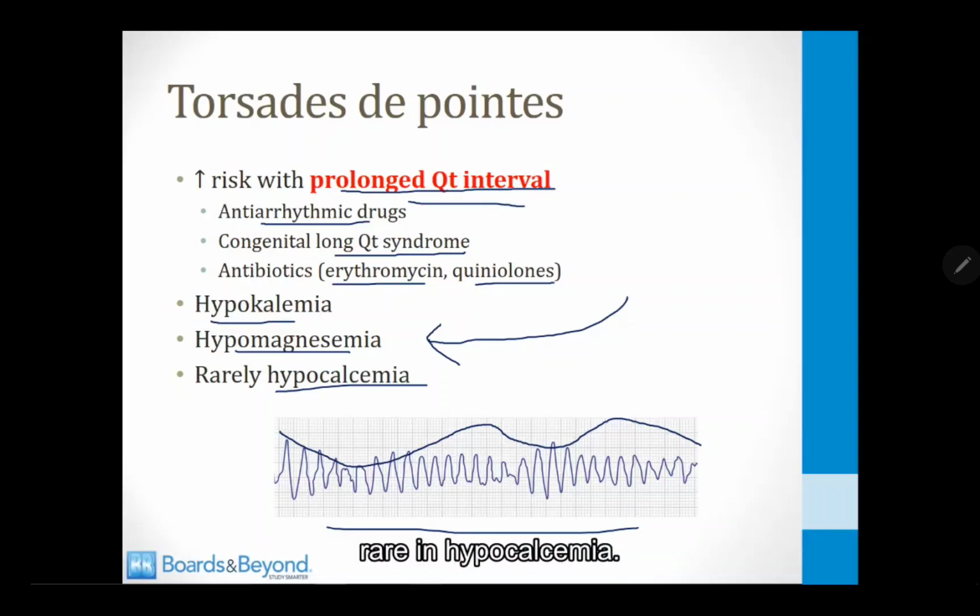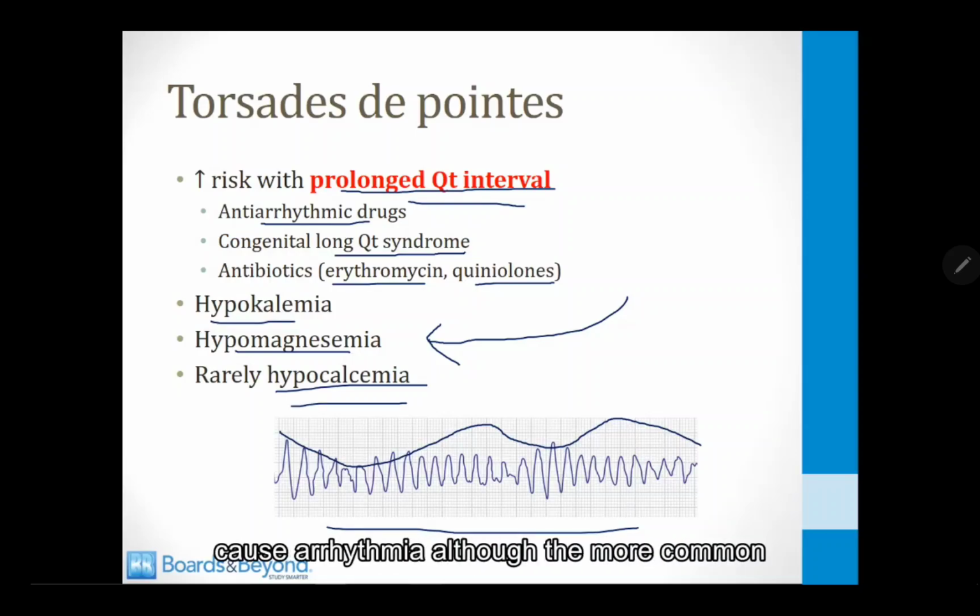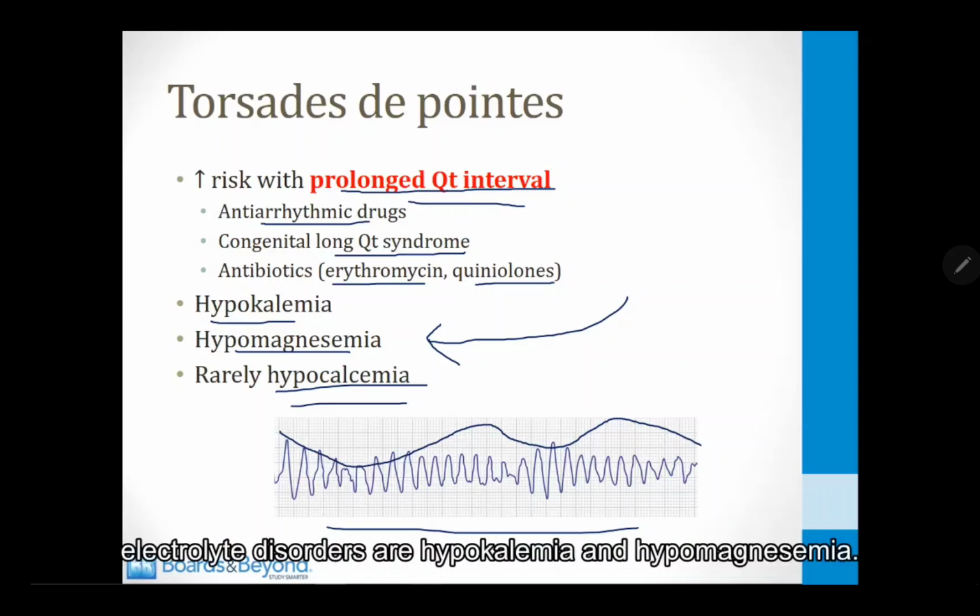that torsades is fairly rare in hypocalcemia. The reasons for this are not well understood. But nevertheless, hypocalcemia can potentially cause this arrhythmia, although the more common electrolyte disorders are hypokalemia and hypomagnesemia.